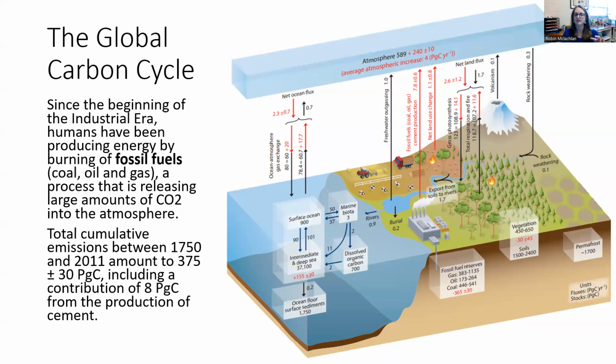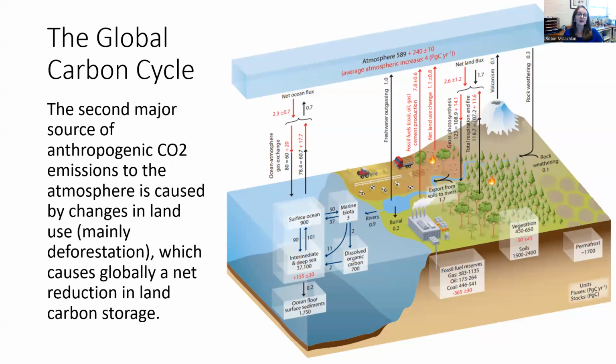The total cumulative emissions between 1750, so around the start of the Industrial Revolution, to 2011, so a little while ago, but fairly recent when we still have the data, it's about 375 petagrams of carbon, right? That's huge. And that's including a contribution of 8 petagrams of carbon from the production of cement. We don't often think of cement when we think about climate change, but that actually is a big cause of global warming, because when we produce cement, when we build buildings, when we pave parking lots, build roads, all of that good stuff, we are releasing carbon.